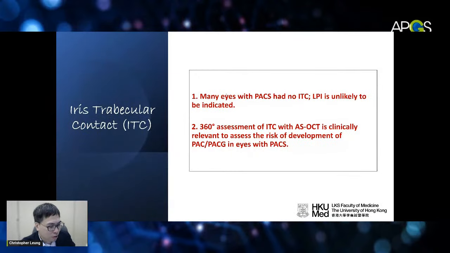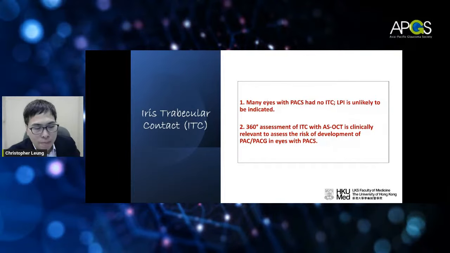So the lesson to learn here is that although it is very difficult to decide what to do with patients with PACS, and we have a lot of patients with PACS, a lot of them don't have ITC, and LPI is unlikely to be indicated. For anterior segment OCT imaging, we know it is important to scan the eyes 360 degrees. The new technology we have now allows us to evaluate ITC in a more reliable manner.